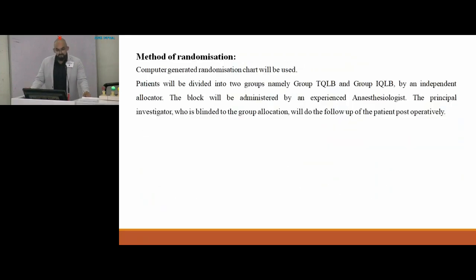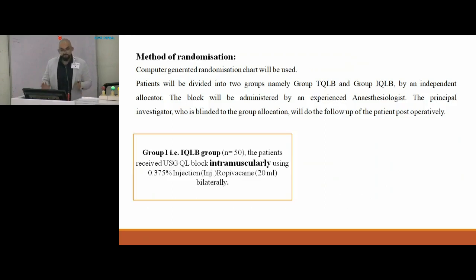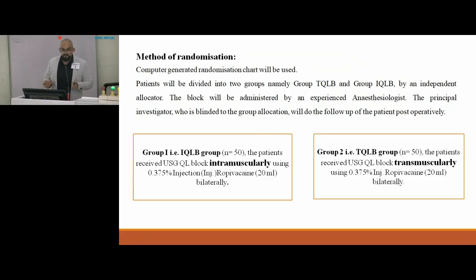Method of randomization: a computer-generated randomization chart was used, and patients were divided into two groups, namely TQLB, that is the transmuscular quadratus lumborum block, and IQLB, which is the intramuscular quadratus lumborum block. The block was administered by an experienced consultant, and the principal investigator, that is me, who was blinded to the group allocation, did the follow-up postoperatively. Group 1 and Group 2 both received equal volume, same drug, and equal concentration. The only difference was the point of injection.